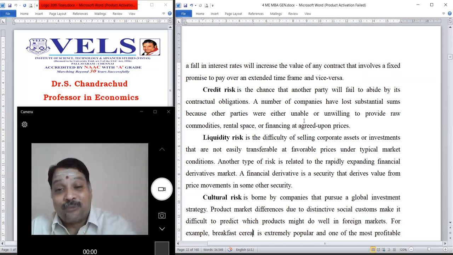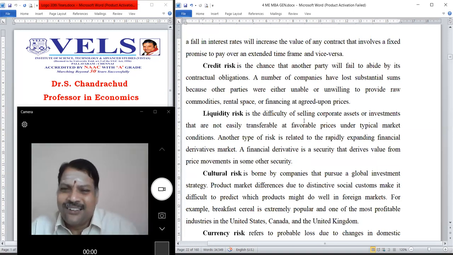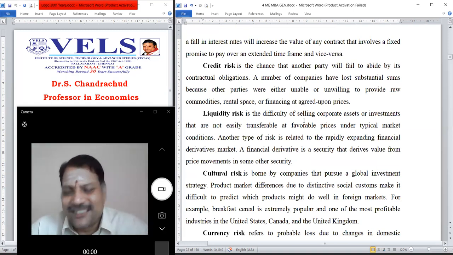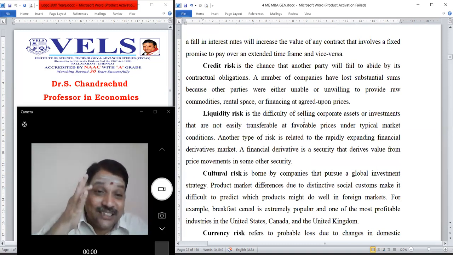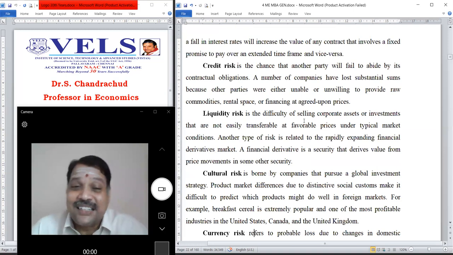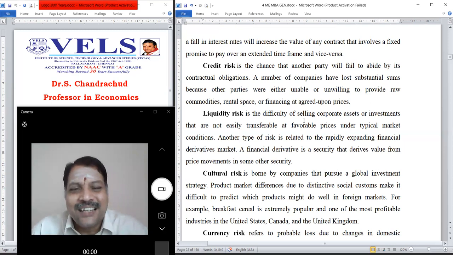One more problem of a manager is called liquidity risk. It may be that the outstanding is more, then the liquidity problem will arise. This liquidity risk is the difficulty of selling corporate assets or investments that are not easily transferable at a favorable price. There are different situations. A typical market condition will always say it is quite possible. But because of the liquidity trap, people find it difficult to sell the corporate assets or make an investment.